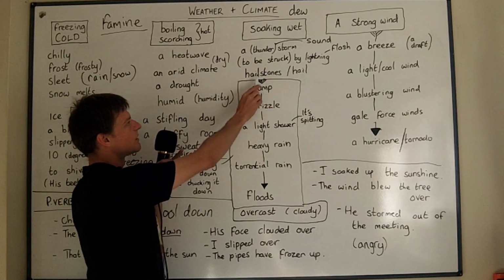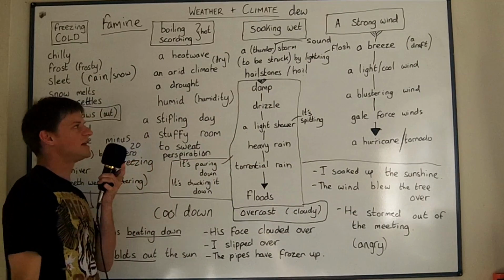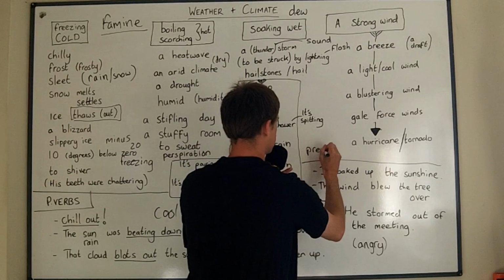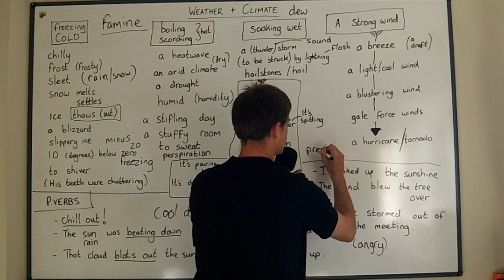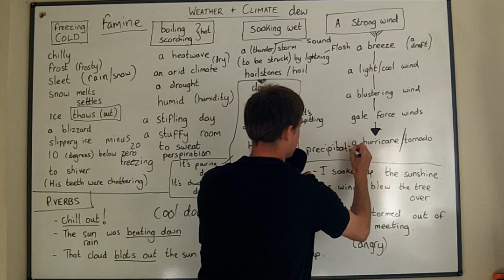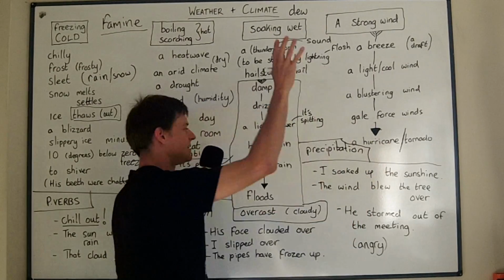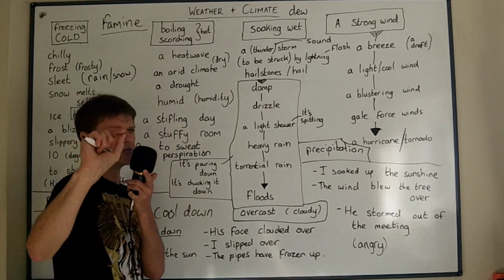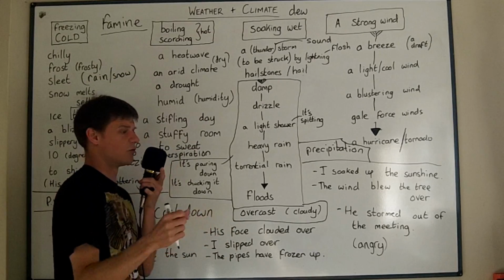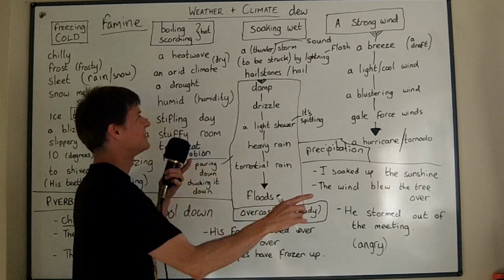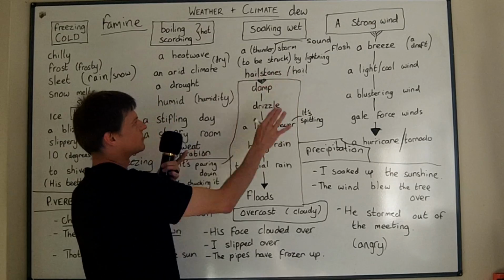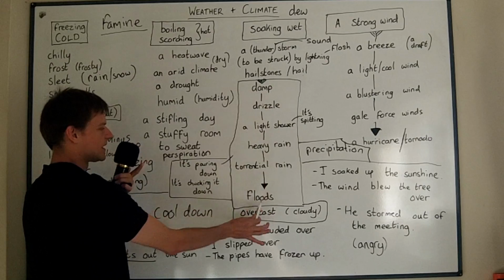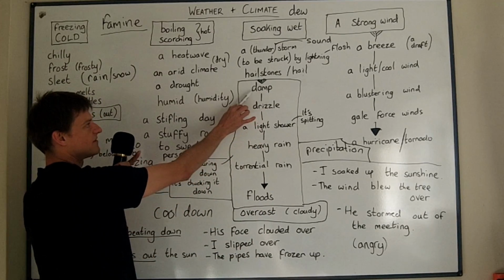Okay, the next one, hailstones or hail. This is a type of precipitation, and perhaps I should have written that word as well, precipitation, which means basically any kind of rain or snow which falls. So hailstones are the little balls of ice which sometimes fall, and they can really hurt when they hit your skin, and so we call that hail or hailstones. Not really any difference.